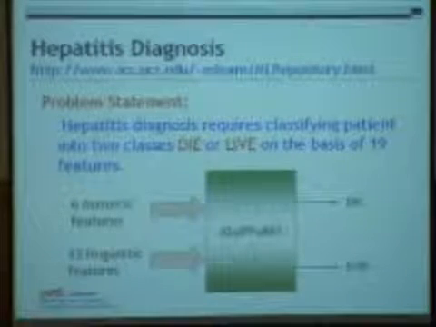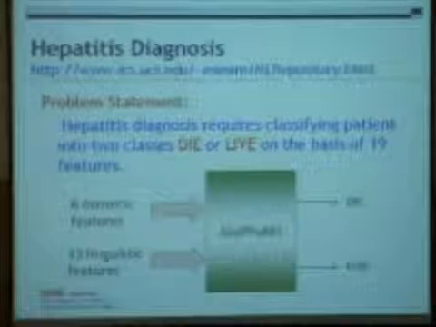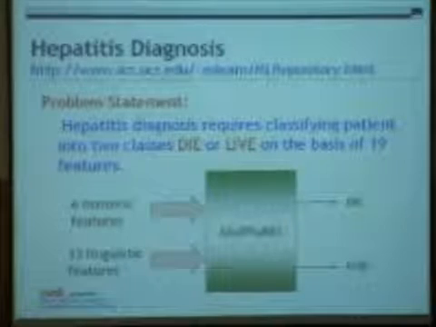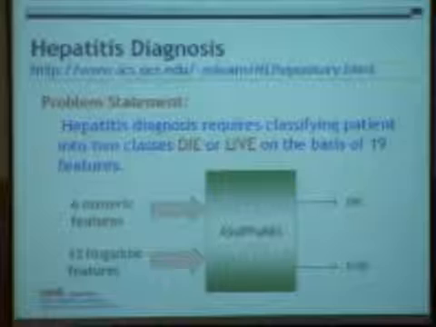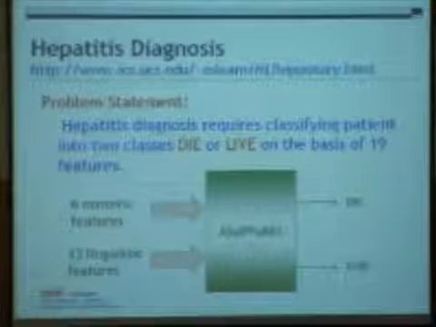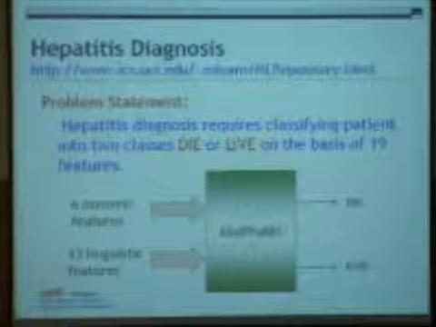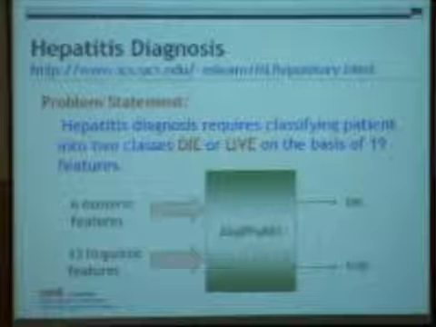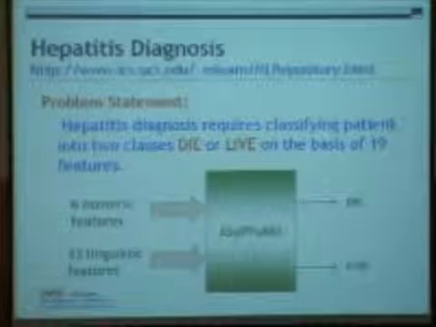The asynchronous model was then tested on the hepatitis diagnosis problem, which is a standard medical diagnosis problem. The data is available from the UCI repository. The problem essentially is that we have the inputs coming in. There are 16 numeric features and 13 linguistic features, and we want to classify whether a patient is going to die or is going to live. It's a bit of a murky problem.